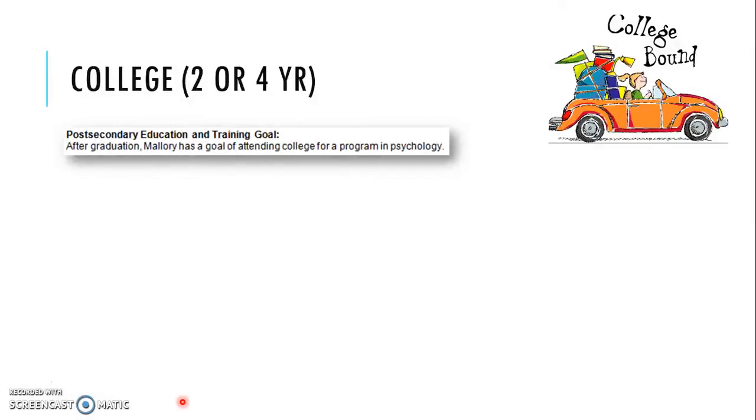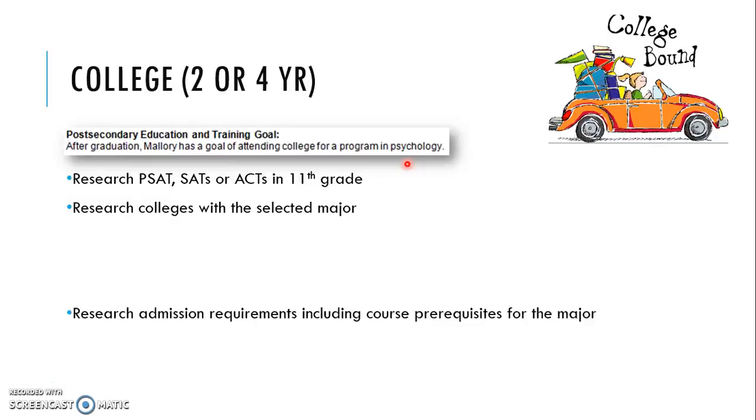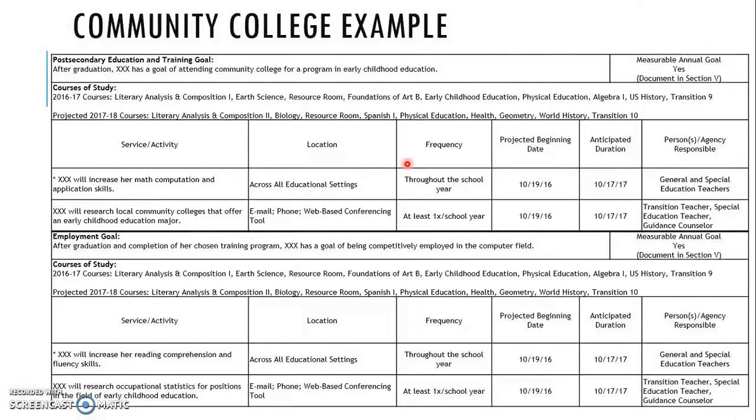If they are college bound, either 2-year or 4-year college, again, same wording, qualifier. After graduation, student has a goal of, what do they have a goal of? Attending college for a program in psychology, or attending community college for a program in such and such. Okay, same exact wording. We just need to have their specific choices put in there. So research PSATs, SATs, or ACTs in 11th grade. Research colleges with selected majors, admissions requirements.